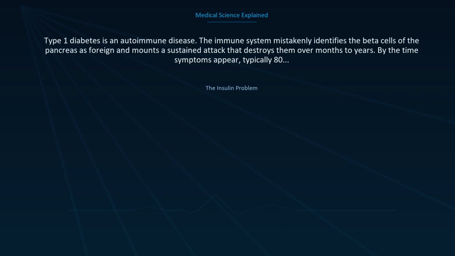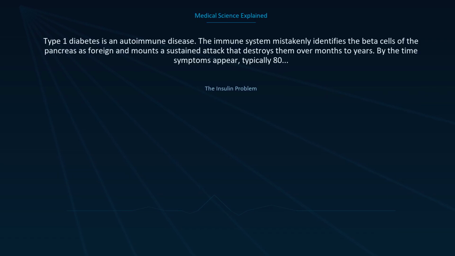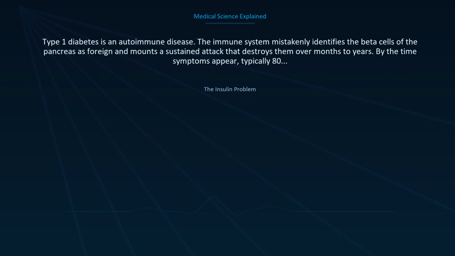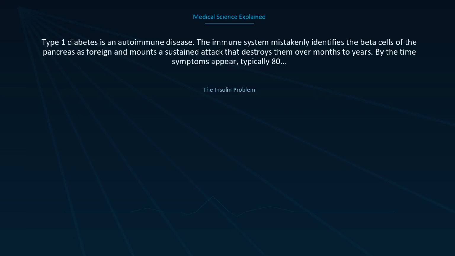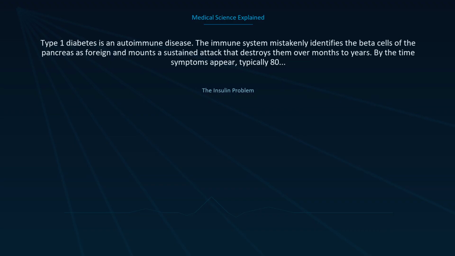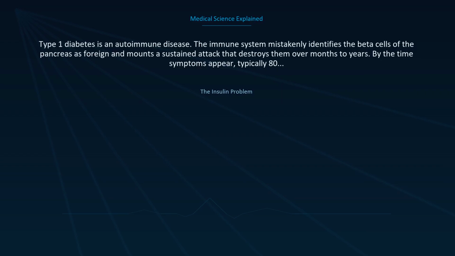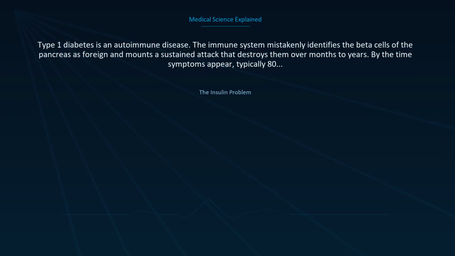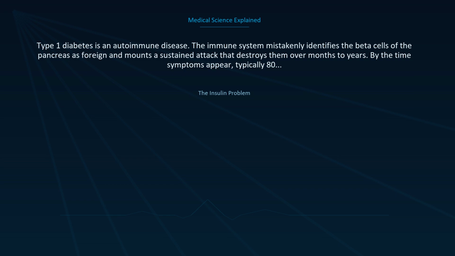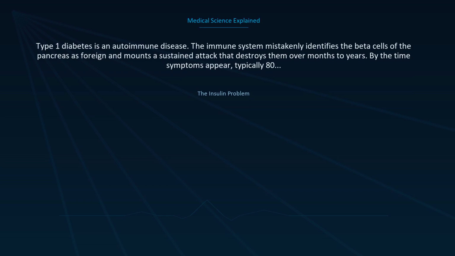Without insulin, cells cannot take up glucose. The body, sensing starvation, begins breaking down fat for energy in a process that produces acidic byproducts called ketones. When ketones accumulate rapidly, the result is diabetic ketoacidosis, a life-threatening condition with symptoms of extreme thirst, frequent urination, nausea, and confusion. Type 1 typically presents in childhood or young adulthood, though it can occur at any age, and requires lifelong insulin replacement therapy. Type 2 diabetes follows a different pathway.